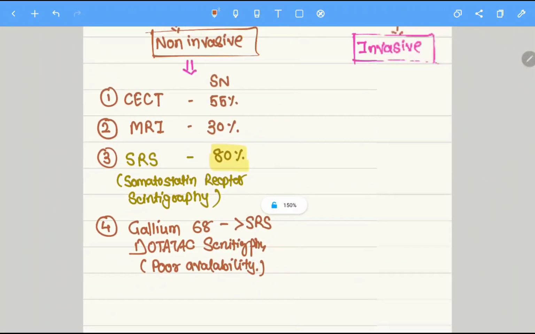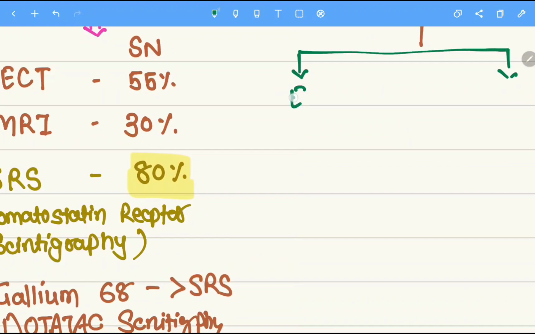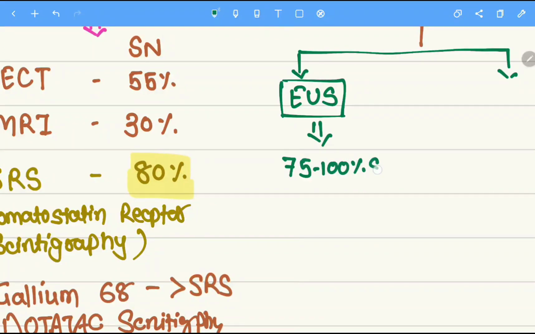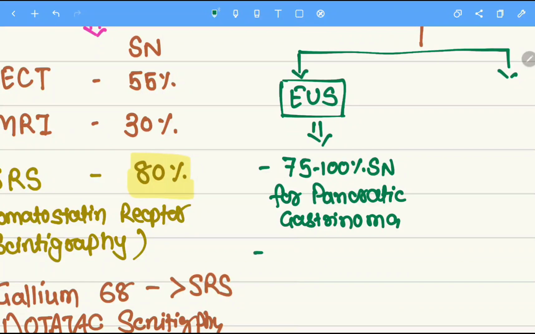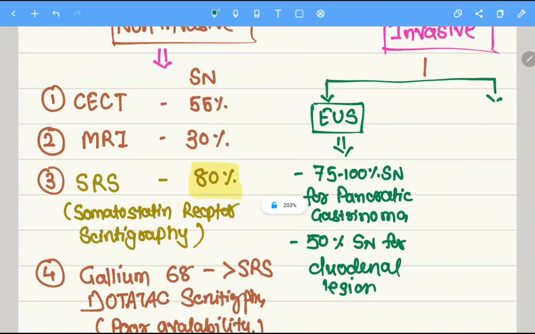So this is all about the non-invasive investigations. Now, invasive investigations: we have two. First is endoscopic ultrasound. It's very sensitive, 75 to 100% sensitive for pancreatic gastrinoma. For duodenal gastrinoma, as we see in the Passaro triangle, the junction of the second and third part of the duodenum also comes in this triangle. What is the sensitivity for the duodenal? It's 50% sensitivity for duodenal lesions.